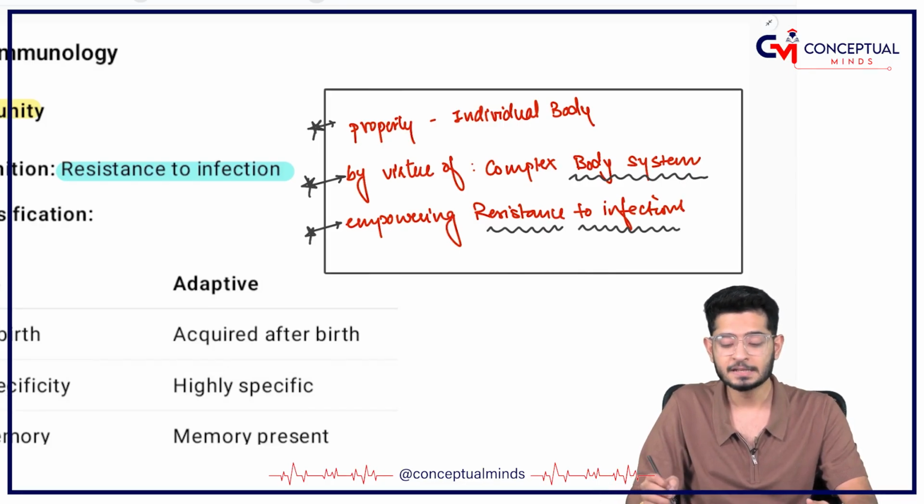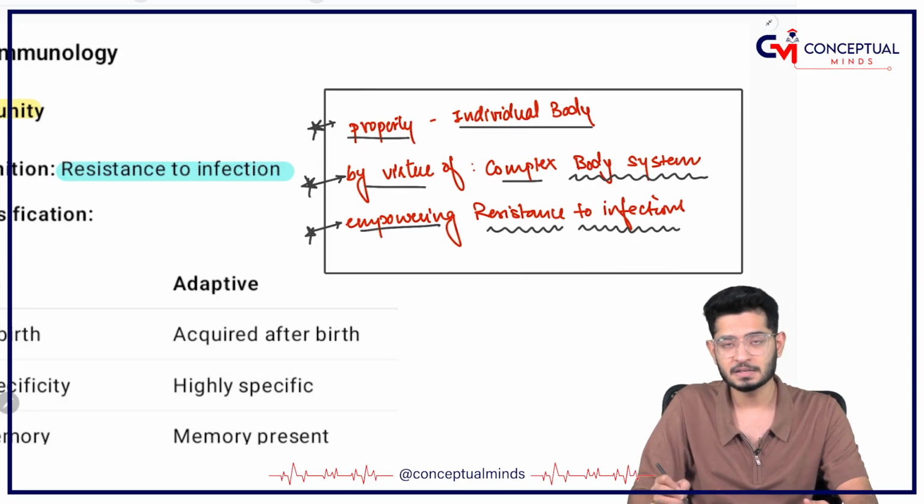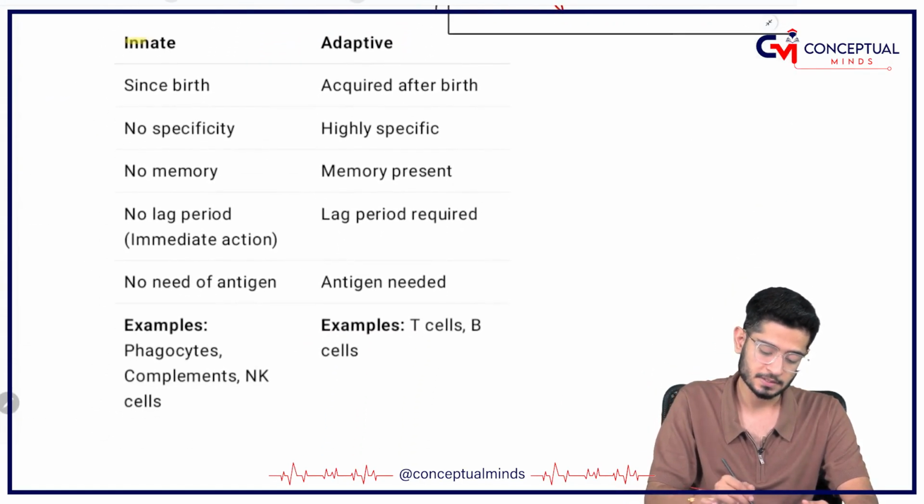Repeating once again, it is the property of the individual body by virtue of the complex body systems which empower resistance against infection, and that is called immunity. So there are two types. One is innate immunity and the other is adaptive immunity.